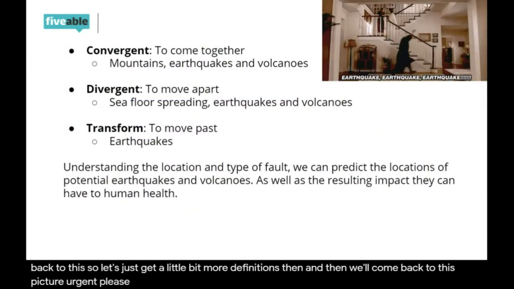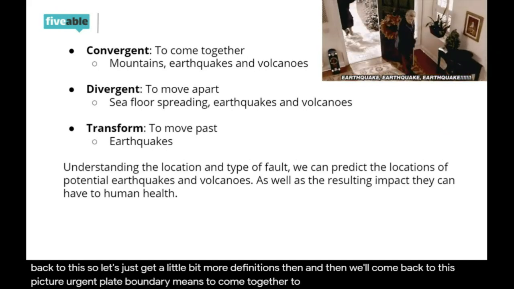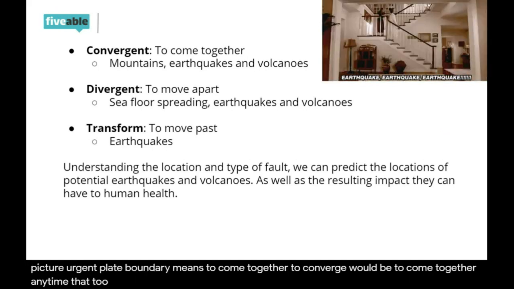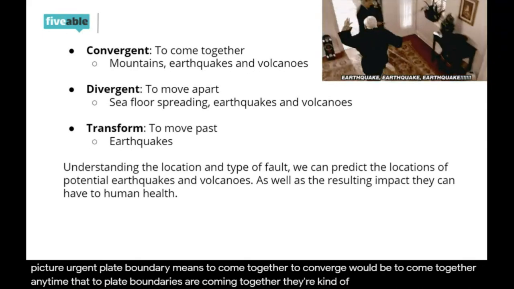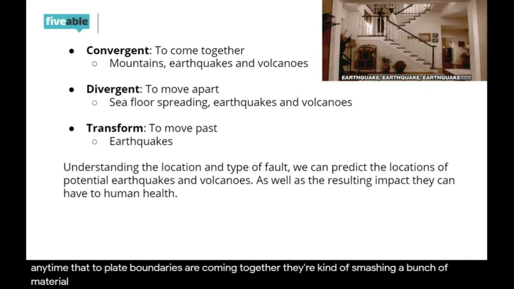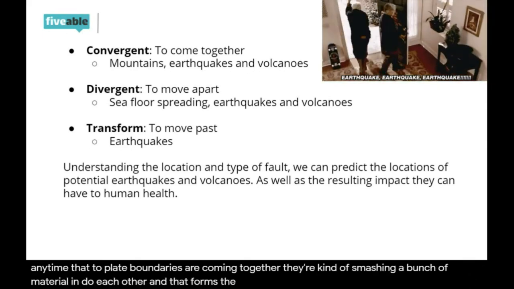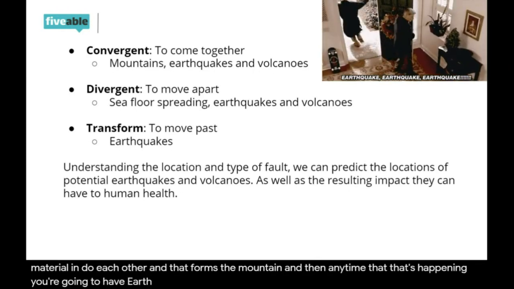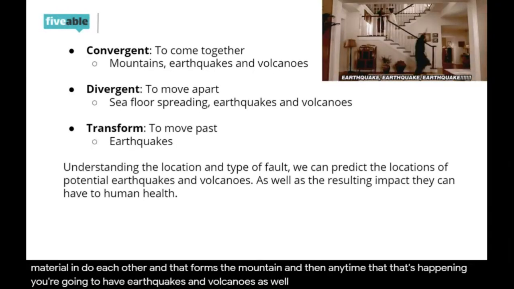Convergent plate boundary means to come together. To converge would be to come together. Anytime that two plates are coming together, they're smashing a bunch of material into each other, and that forms a mountain. And anytime that's happening, you can have earthquakes and volcanoes as well.